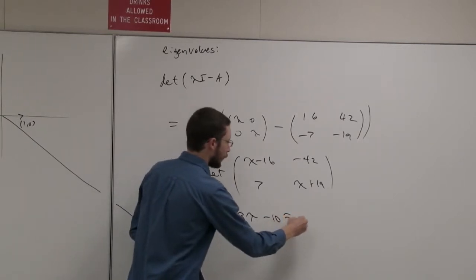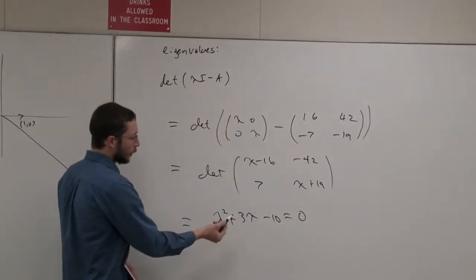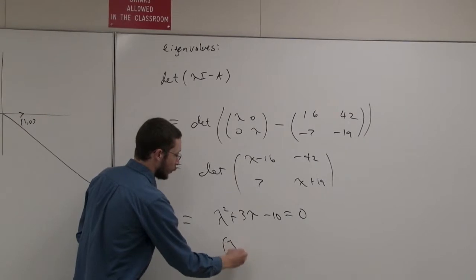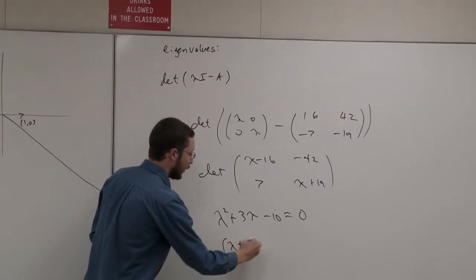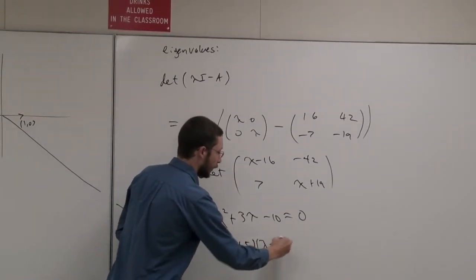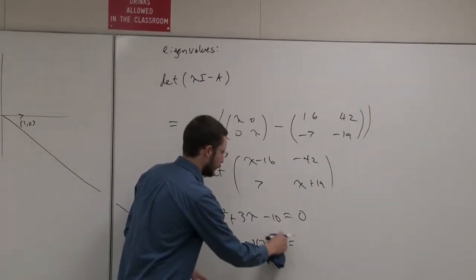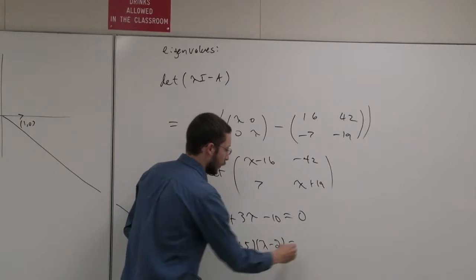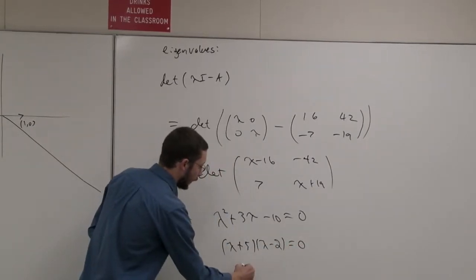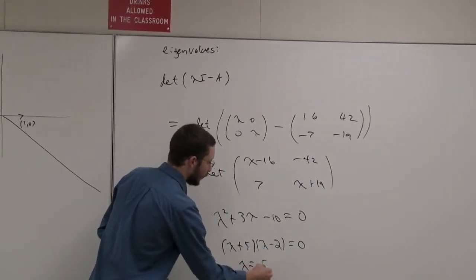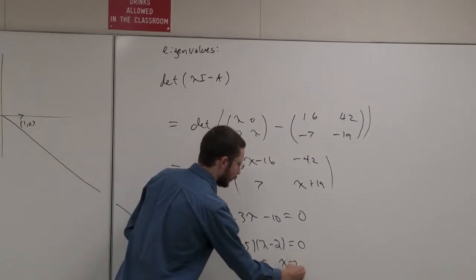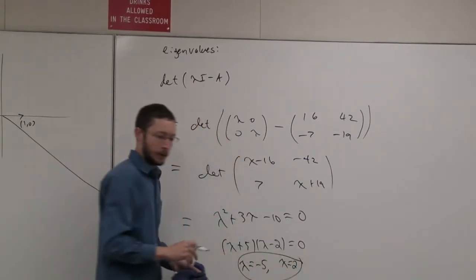Okay. And we set that equal to 0 and we solve, right? So in this case we see this factors as lambda plus 5, lambda minus 2. And so we get these two eigenvalues, minus 5 and positive 2.